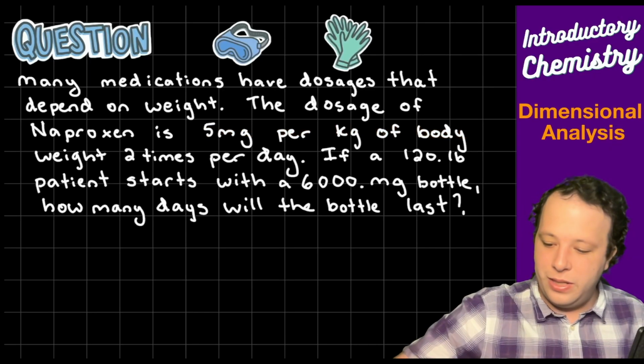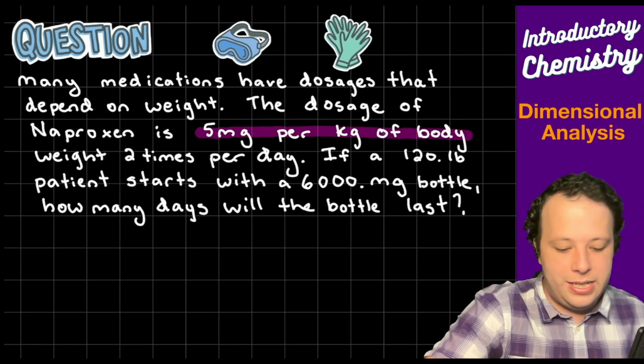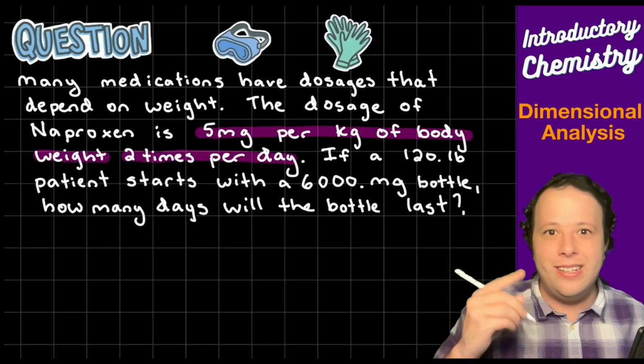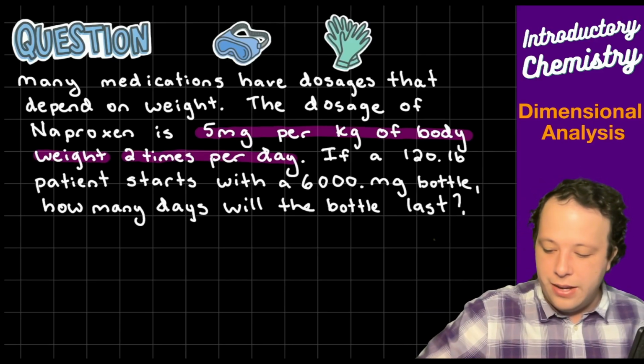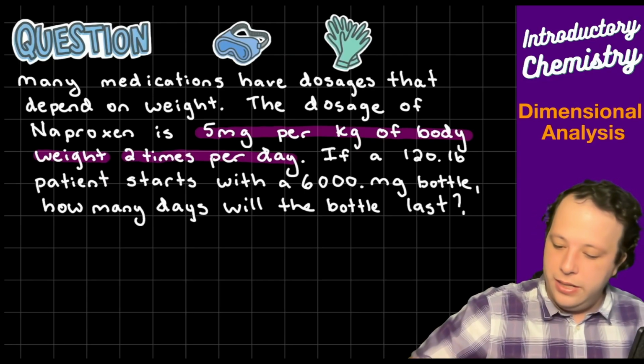I think I'm going to use a different color. Let's see something brighter. 5 milligrams per kilogram. And that says 2 times per day. That is a very complex conversion. So let's write that down. So it says 5 milligrams per kilogram.